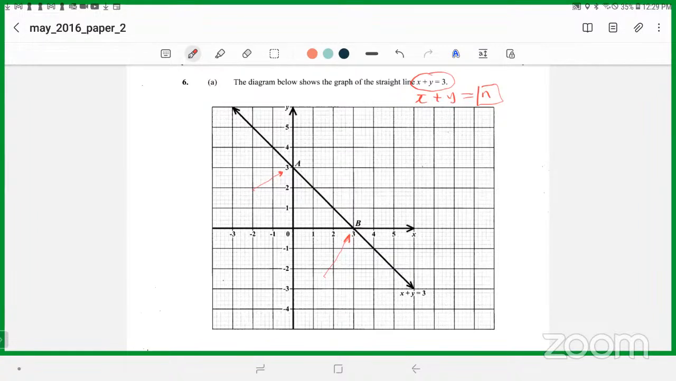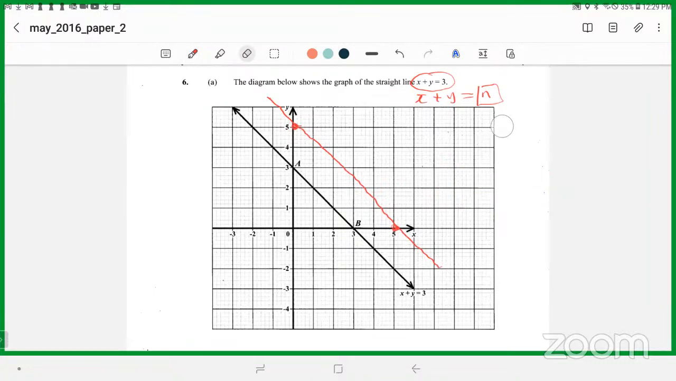So for example, if it was x plus y equals 5, we'd cross the y-axis at 5 up here and cross the x-axis at 5 as well. The x plus y line, I call it. And that line will run like this. So x plus y equals any number, it crosses the x-axis and the y-axis at that same number.